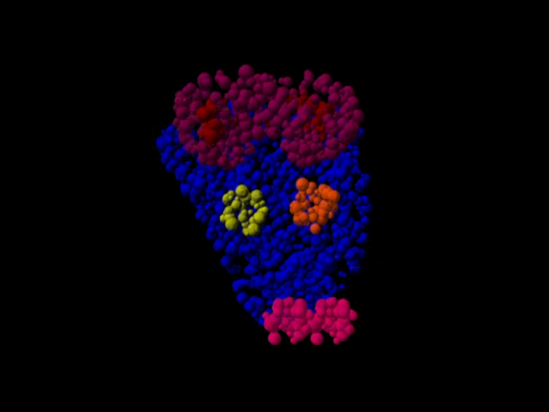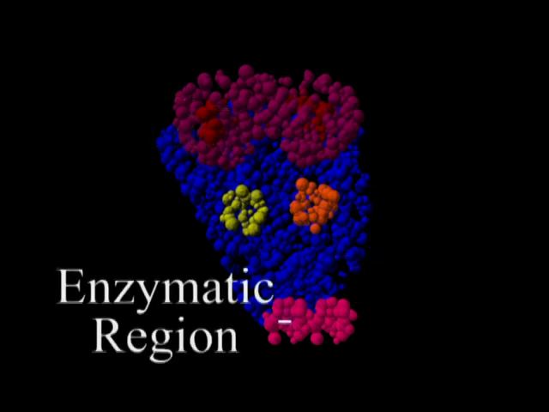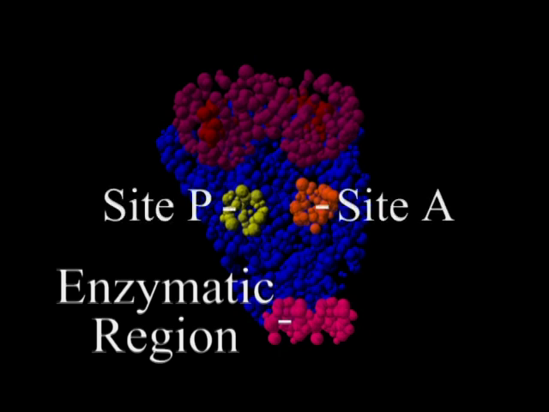The large subunit also contains an enzymatic region that catalyzes the addition of amino acids to growing protein chains, and two sites, usually referred to as P and A, that temporarily attach to tRNA during translation.